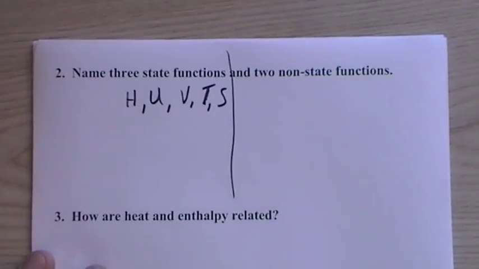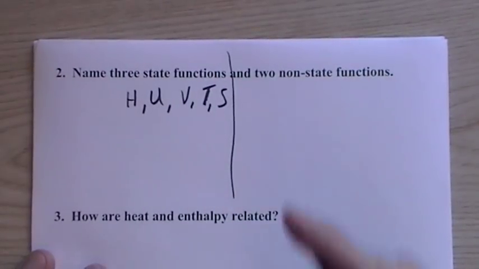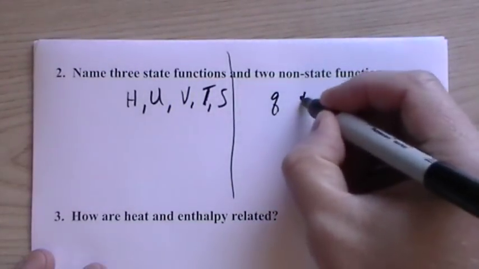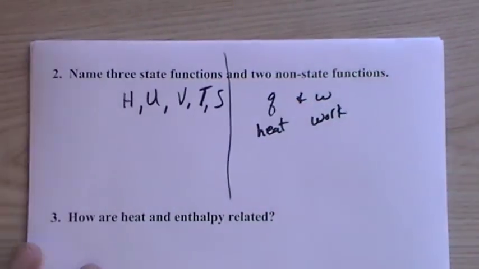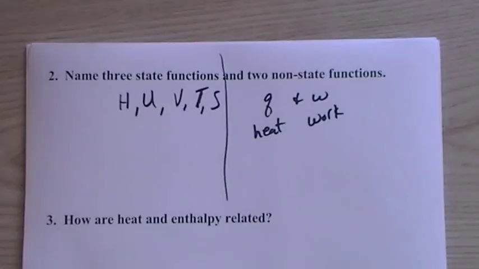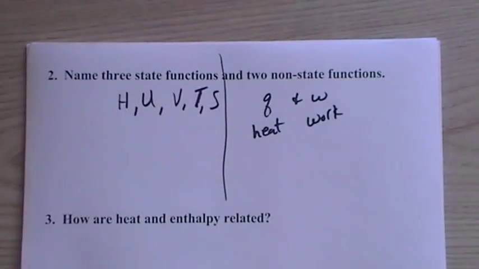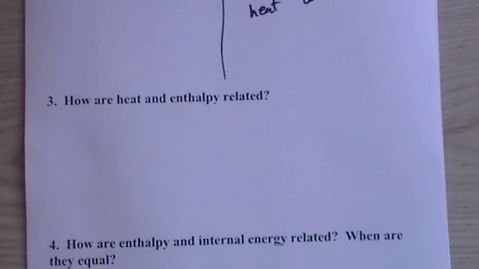But there are 2 non-state functions, Q and W, heat and work. These ones you do need to know the history. It's not enough to know what you started with and what you ended with. You need to know what happened during that process.